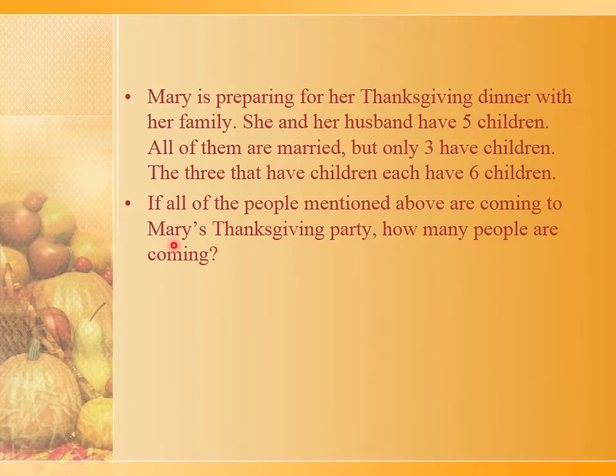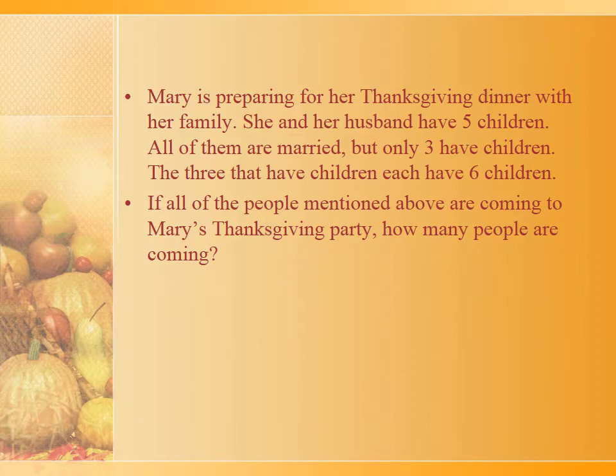Mary is preparing for her Thanksgiving dinner with her family. She and her husband have 5 children, all of whom are grown up. All of them are married, but only 3 have children, which means Mary has grandchildren. And the 3 of them each have 6 children. So, if all the people mentioned above are coming to Mary's Thanksgiving party, how many people are coming?